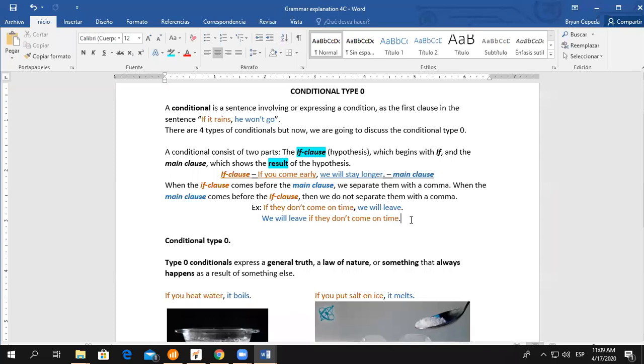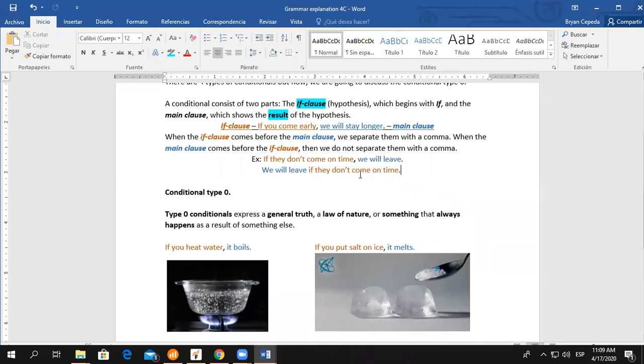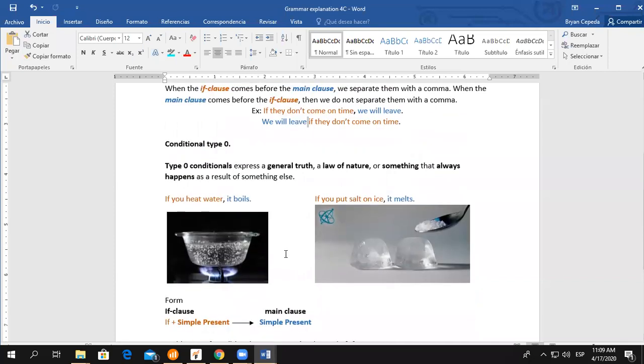Okay, good. So remember that when the if clause is at the beginning, we separate them with a comma. If the main clause is at the beginning, then we do not use a comma. Okay, it's the same sentence, just in different orders.